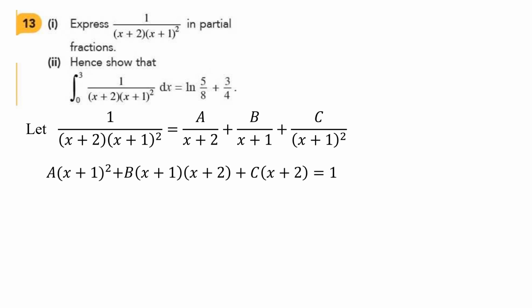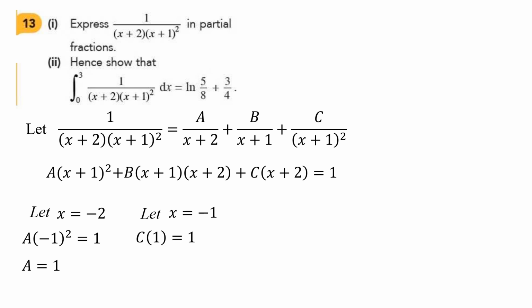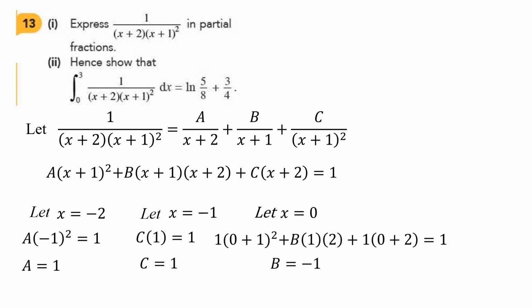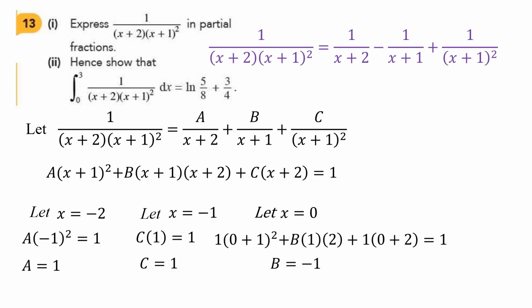Okay, and then you can use substitution method. I'm not going to go into details because this one we have done enough already in partial fractions and also in indefinite integral. Right, so we just let x be negative 2 to find the value for the unknown a, and then let x be negative 1 to find value for c, and subsequently just let x be 0 to find unknown b. Alright, so part I is putting them into partial fractions, because only then we can integrate it.